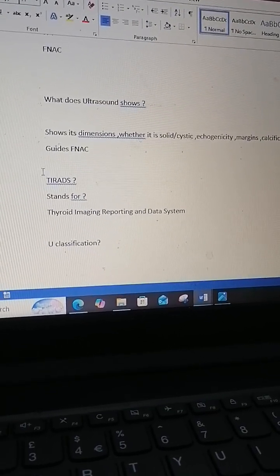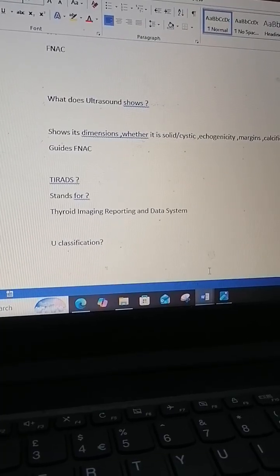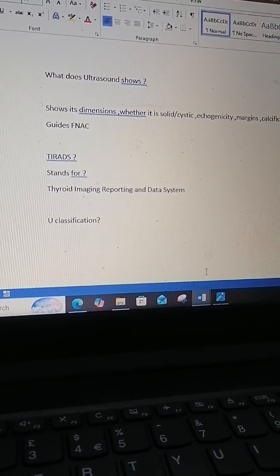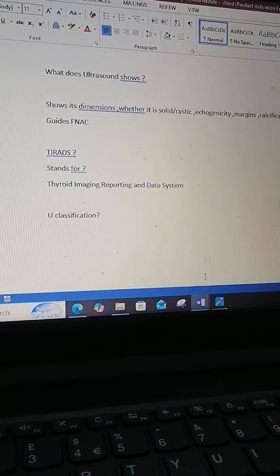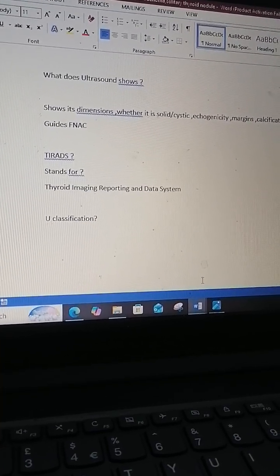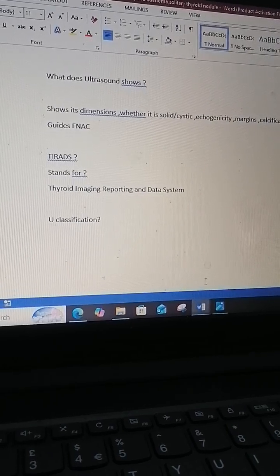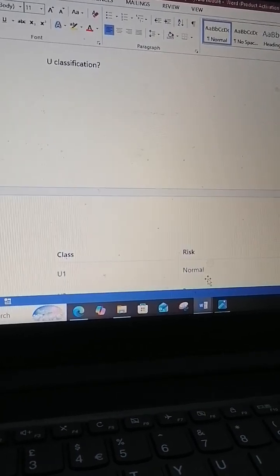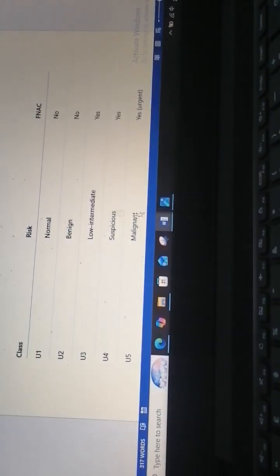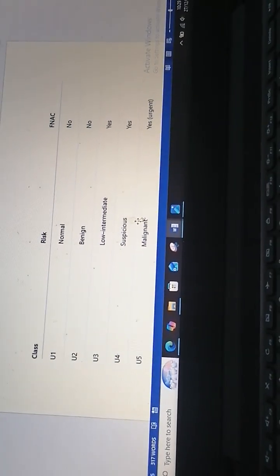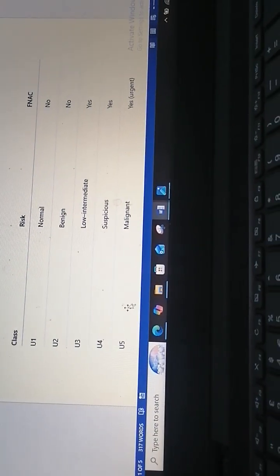The next important term is TI-RADS. They can ask you what the classification systems of thyroid ultrasound are. There are two classification systems: one is TI-RADS and the other is the U classification. First we will discuss the U classification, and then we will go to the more important classification, which is the TI-RADS classification. So this is the U classification of thyroid swelling.